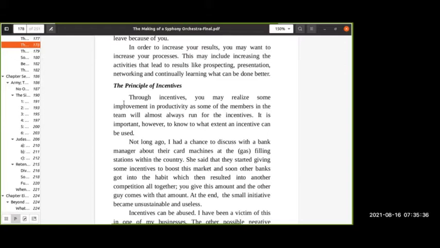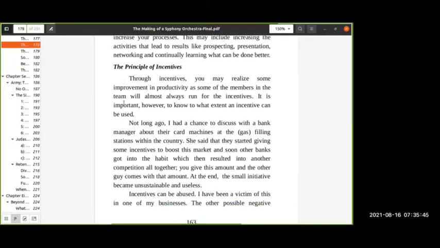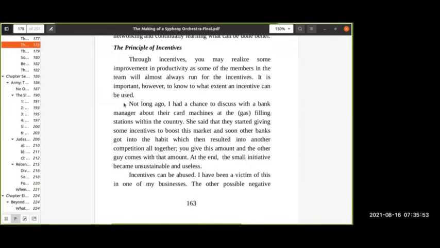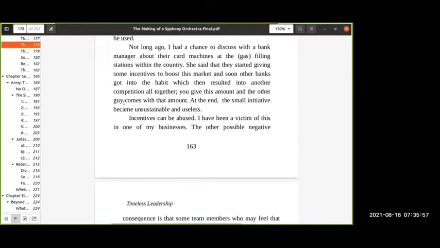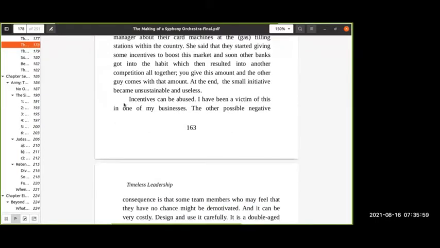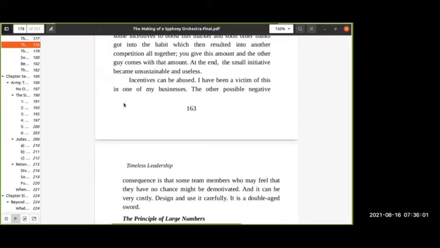She said that they had started giving some incentives to boost the market, and as soon as other banks got into the habit, it resulted in competition altogether. You give this amount and other guys come with that amount. At the end, the small incentive became unsustainable. Incentives can be abused. I have been a victim of this in one of my businesses.